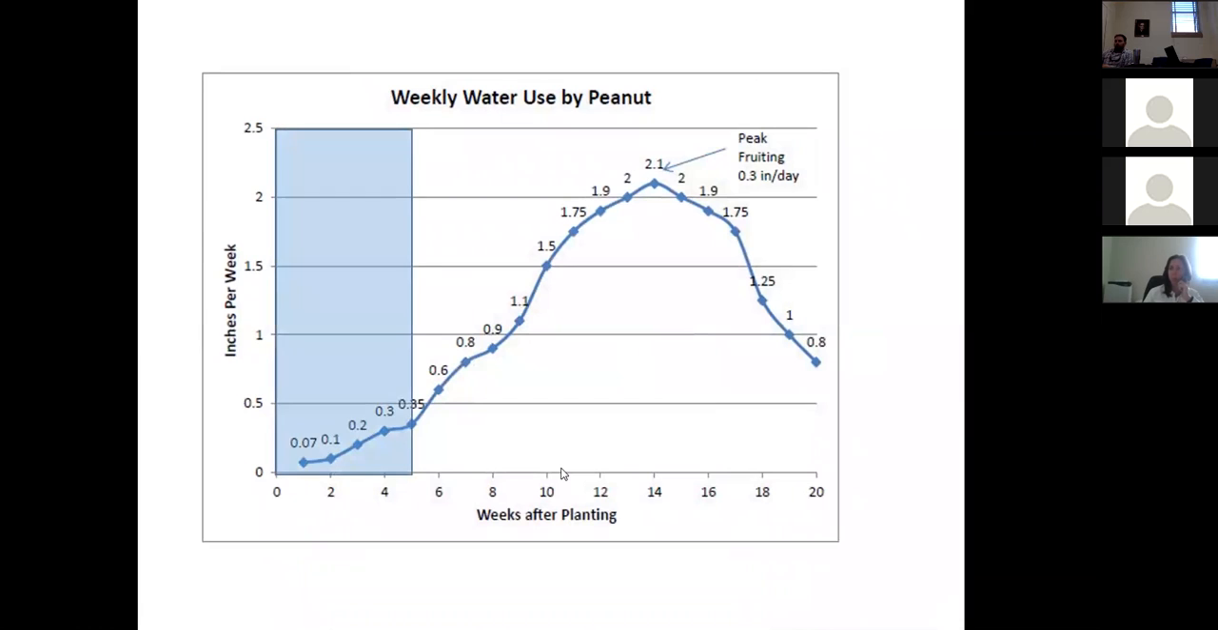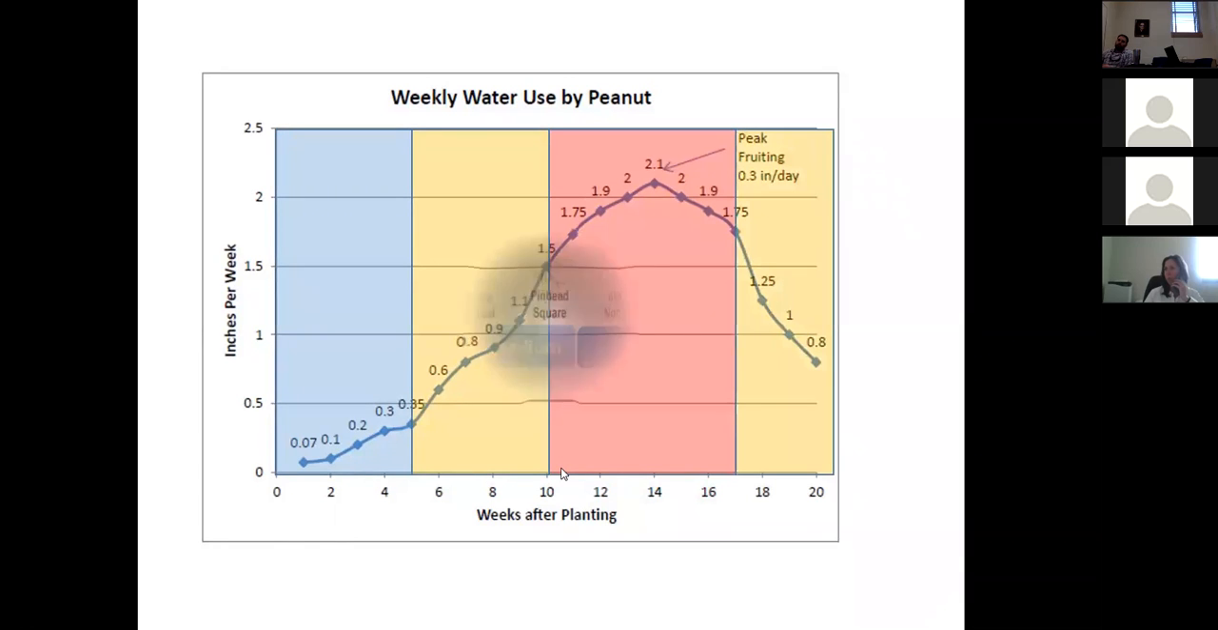As you can see, for the first weeks the water demand is low until week number 5, and then it increases from 0.5 to 1.5 inches per week. And after 10 weeks from planting, the water use increases, and this is a critical stage for peanuts, and we should be careful about any stress during this stage.